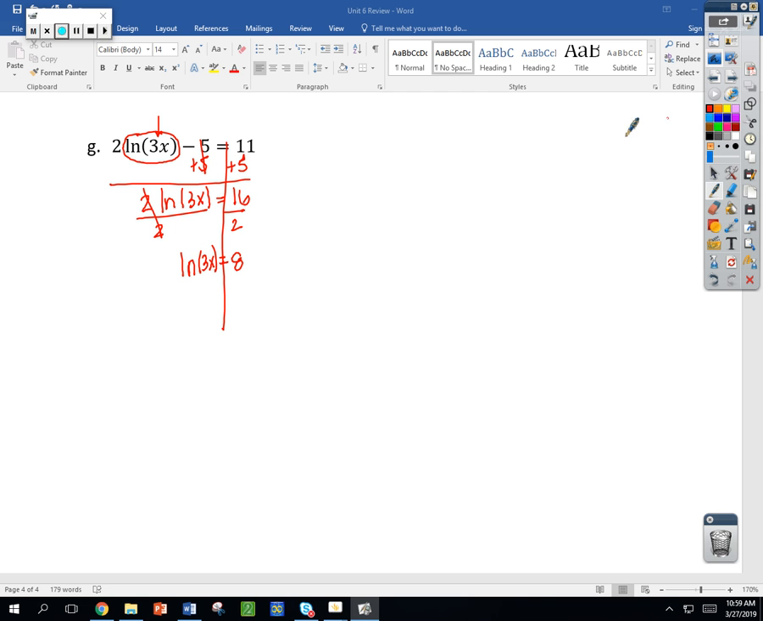So now natural log is the same thing as writing log base e. So I haven't changed anything. I haven't done the inverse. I haven't rewritten. I'm just saying that natural log is the same thing as that. So I needed to know that because now that I have the log by itself, I need to do the inverse. And so I have e to the 8th power equals 3x. So what I'm going to do now is type in e to the 8th power into my calculator.